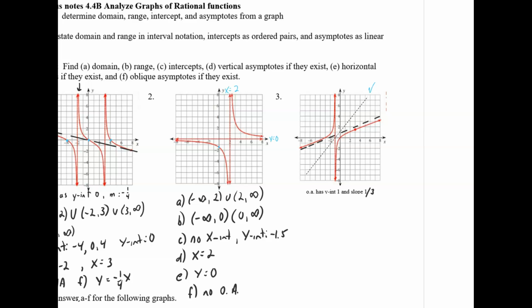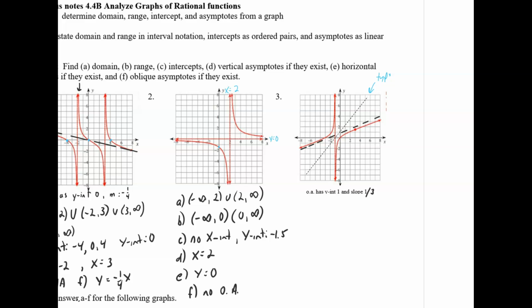this dotted line right here. Just think of that as a typo. Okay, it's not really part of the graph. It says that it's an oblique asymptote, but it doesn't look like one if you look at the graph. It doesn't look like the curve is approaching that line, so it doesn't look like end behavior.